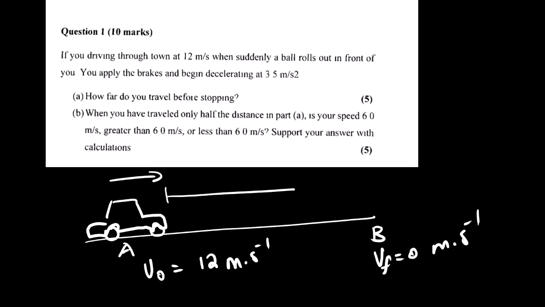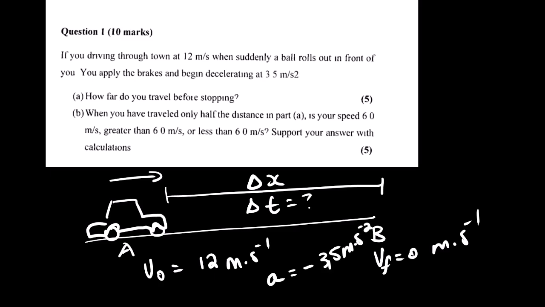And then we have the displacement. We don't have the time, but we have the deceleration, which will be negative 3.5 meters per second squared. Remember, it's negative because it's in the opposite direction. The direction of the deceleration will be this direction. So the question: how far do you travel before stopping?